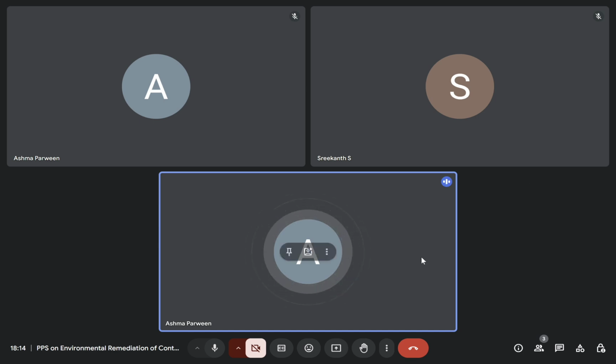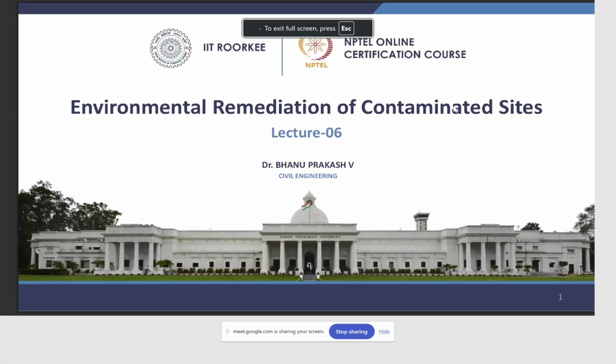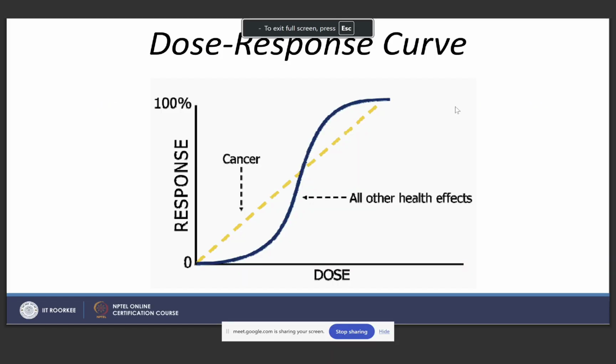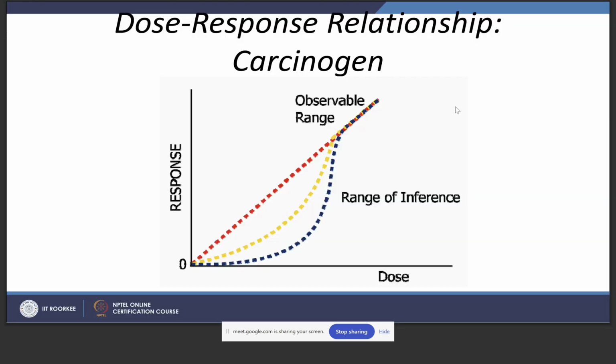Now let me share my screen to go through the lectures. It is on the dose response curve for the deterministic approach. So let's move.